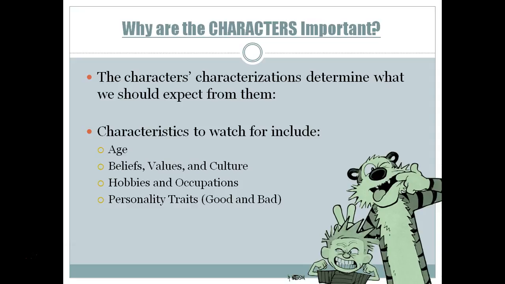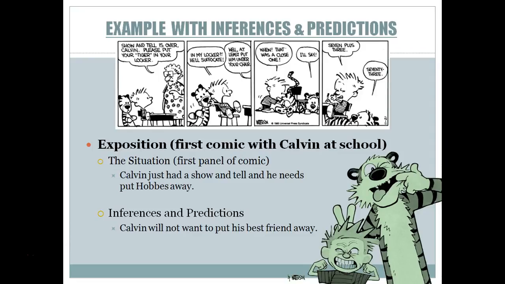That's a sign of a good writing piece as well, that our characters should develop, but we should have a base idea of who they are, just like Hobbes, just like Calvin's dad, just like other characters that will be introduced in the story. Let's use one last example here with the fourth comic strip in the Calvin and Hobbes series. I'll give you a second to read the comic, and then we will talk about it.